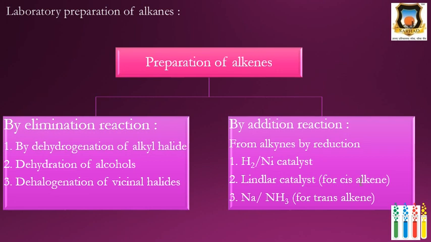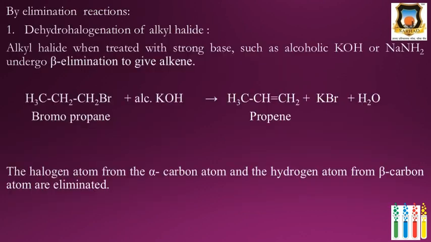catalyst for cis-alkene, that is when we use the Lindlar catalyst for partial reduction we get the cis-alkene, and when we use sodium in liquid ammonia we get trans-alkene. Then let's start with the elimination reactions. First, dehydrohalogenation of alkyl halide.